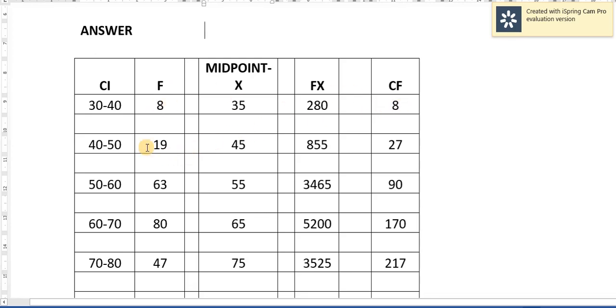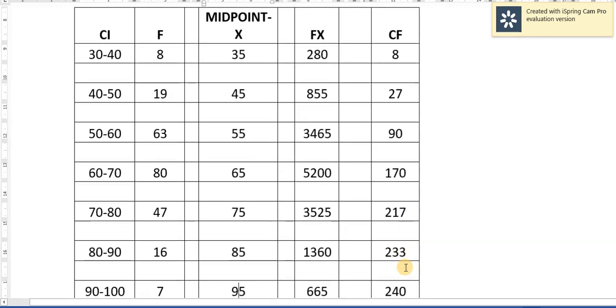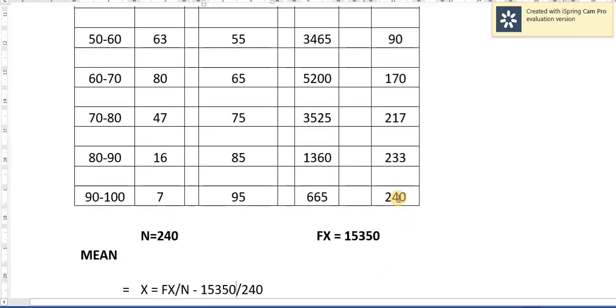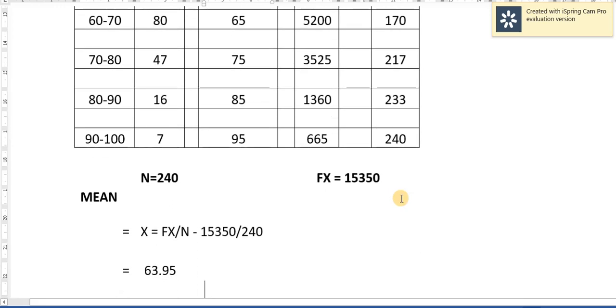Again, we add the next frequency, that is 19. 19 plus 8 is 27. Then 27 plus 63 is 90, 90 plus 80 is 170, 170 plus 47 is 217, and so on. 217 plus 16 is 233, 233 plus 7 is 240. That is 240. This is the cumulative frequency.